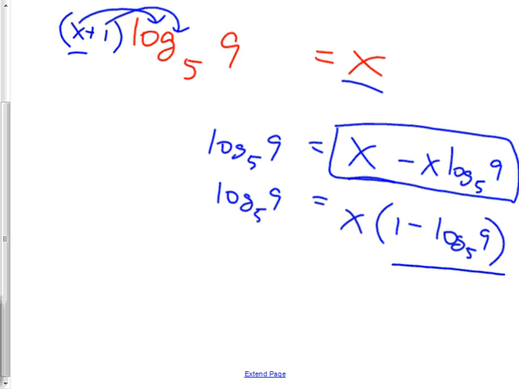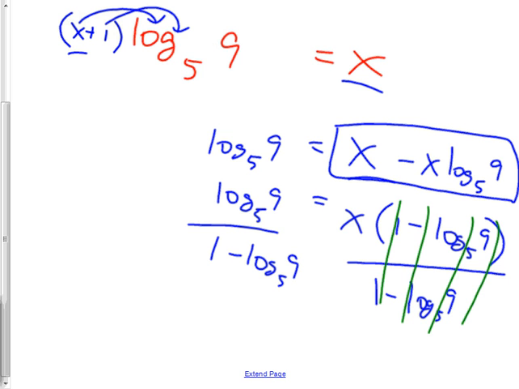Now divide by 1 minus log base 5 of 9, 1 minus log base 5 of 9, and that cancels that. x is alone, just like I wanted. And there is your answer. In case you wondered, if you actually divide that out, it comes out to like negative 3 point something, I think. But anyway, did anybody get it down all the way to that? That was the toughest problem.